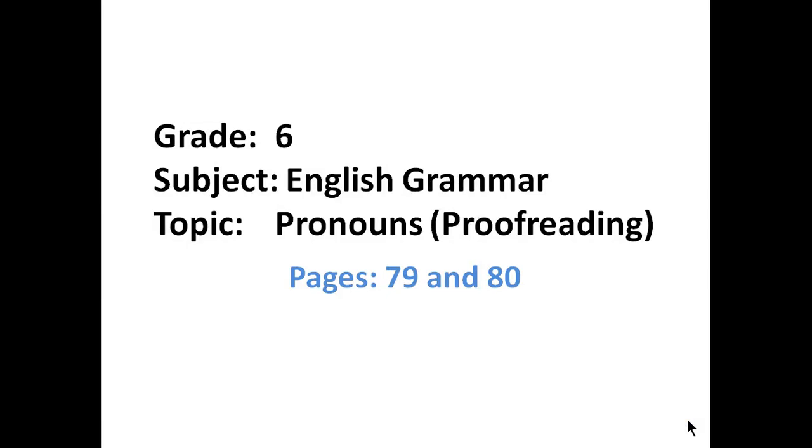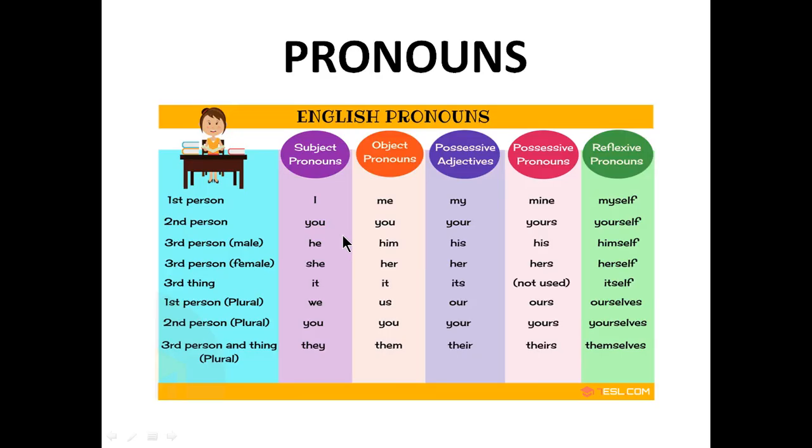Today we are going to study pages 79 and 80. On these pages you will find the topic about pronouns. My dear students, as you know, pronouns are one of the most important parts of speech. In our English grammar there are 8 parts of speech: noun, pronoun, verb, adverb, conjunction, interjection, preposition, and adjectives.